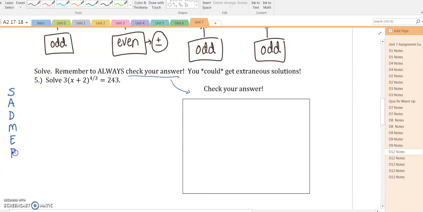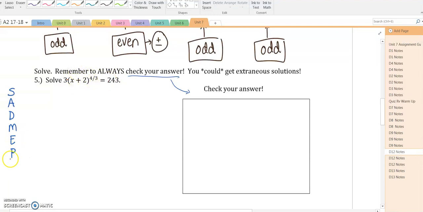That's reverse PEMDAS, which means we do addition and subtraction first, division and multiplication, exponents, and then parentheses. That's the order we go in. So we would look at this problem, and we would say, okay, there is multiplying going on. Some of you might say, oh, there's addition happening, but that addition is inside of an exponent. And exponents we have to get rid of before we can get rid of the inside of the parentheses.